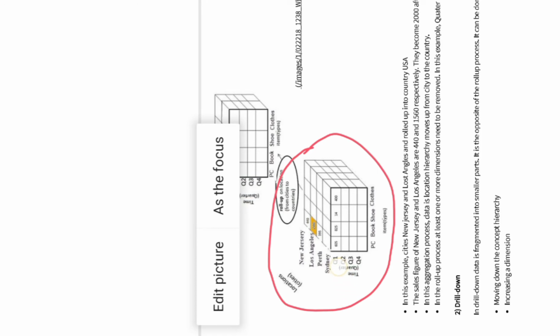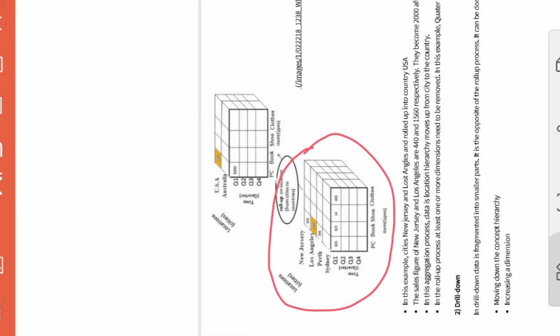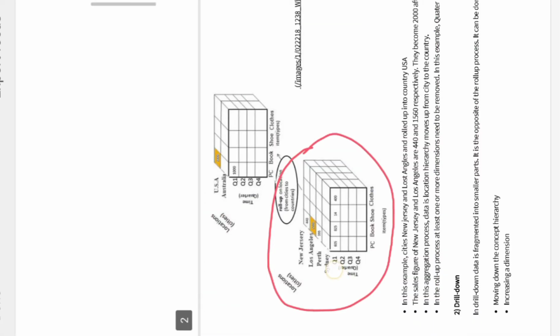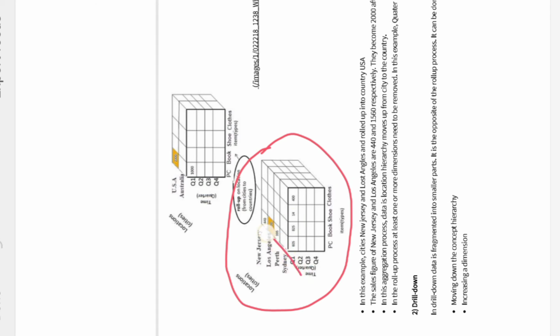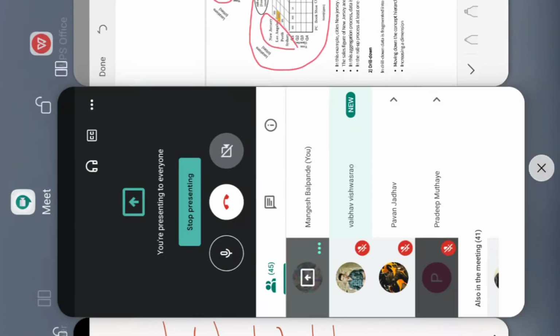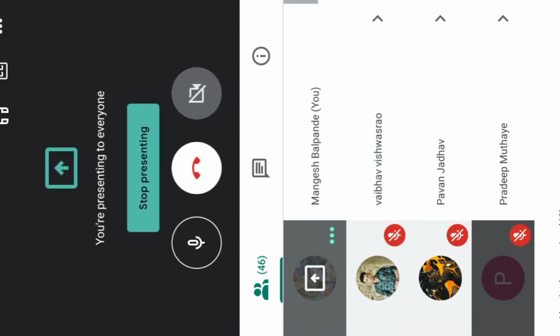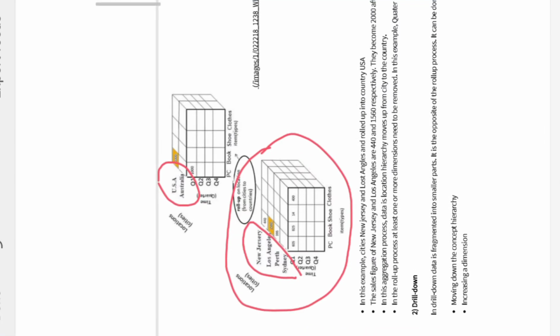So these are the moves I have made. You can see, previously I was here on the cities. Previously I was in the cities, now you can see I am identifying based on the countries. Okay, this is called roll up. So this is one example of the roll up.